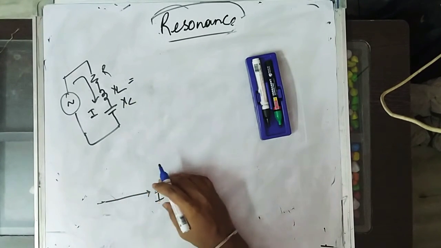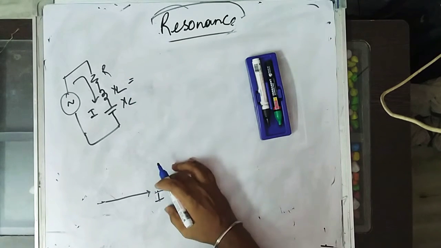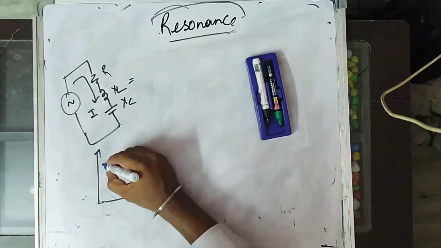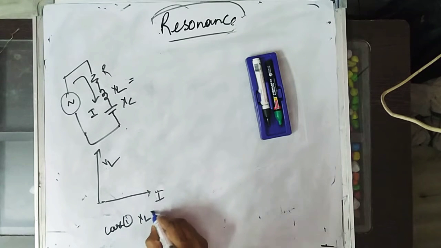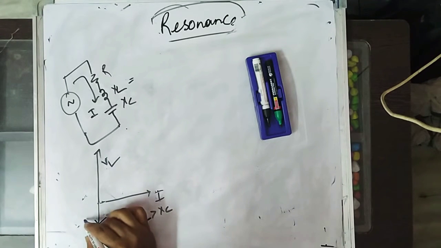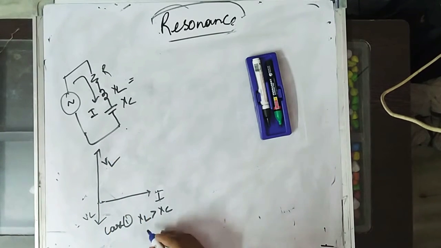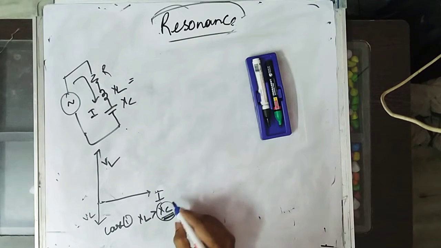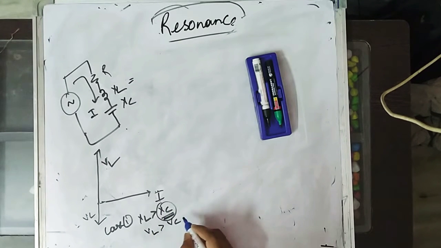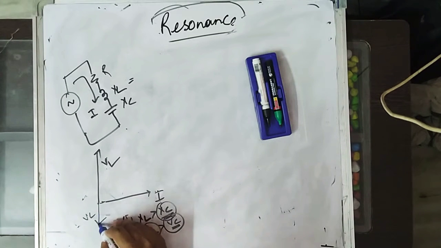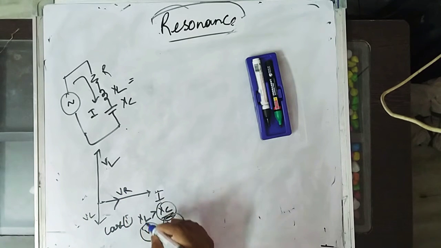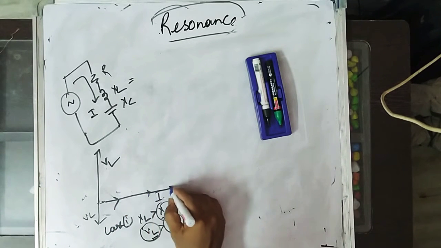When you take the voltage across the inductance, the current will be lagging. So we'll draw this VL. This is case 1, when XL is greater than XC. So you'll get VL like this, and VC is short with respect to VL, since VL is greater than VC. Therefore, you will get a graph like this, and VR is like this.